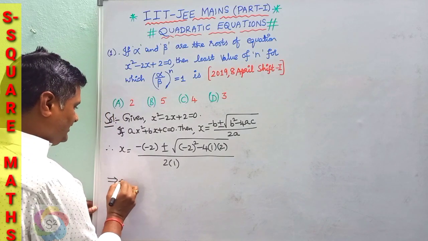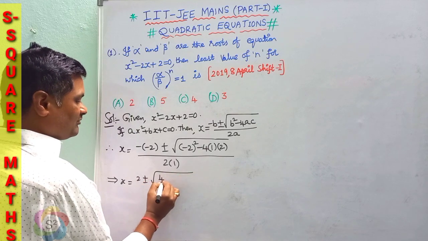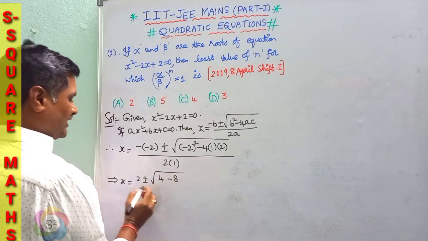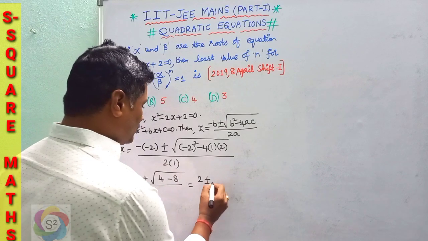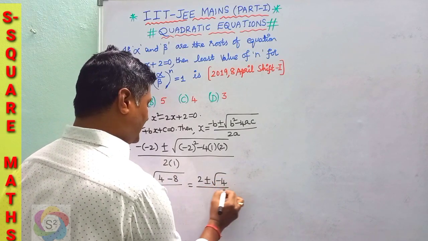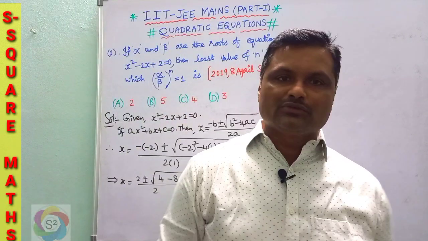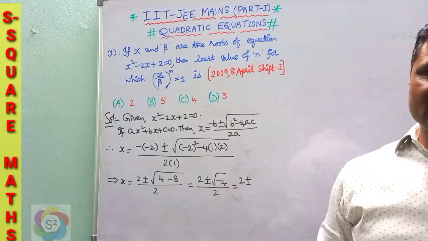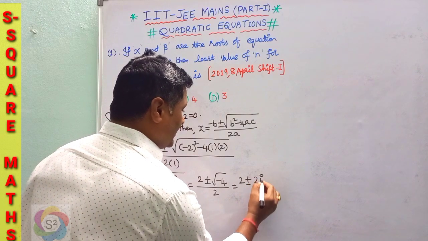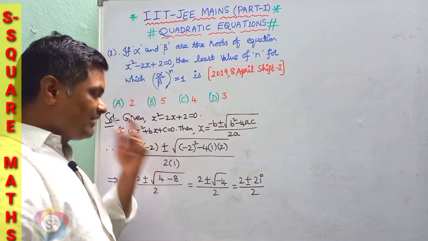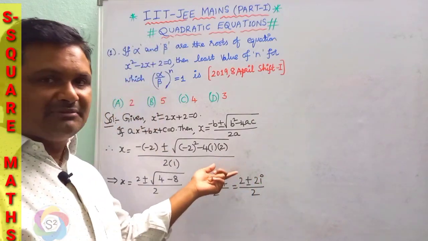So x is equal to 2 plus or minus root of 4 minus 8 by 2, and this is nothing but 2 plus or minus root of minus 4 by 2. So under the root you got a negative value, so it stands for an imaginary value. Let us go through the step now. Square root of minus 4 is 2i, where i square is minus 1. It is an imaginary quantity.